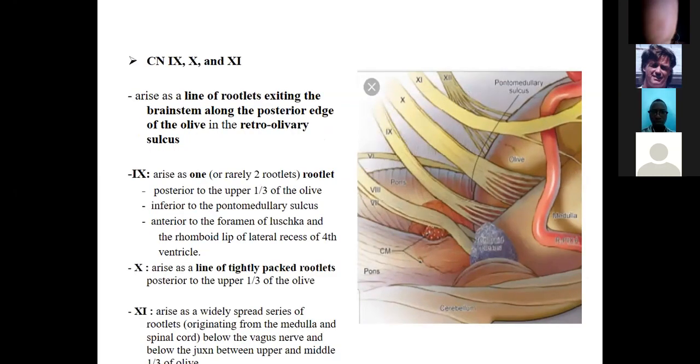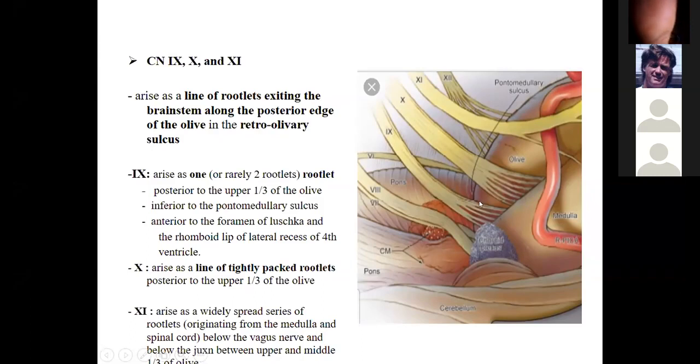Here, concerning the hypoglossal, the glossopharyngeal nerve, the vagus nerve, and the accessory nerve, they arise as a line of rootlets exiting from the retroolivary sulcus. So precisely concerning the glossopharyngeal nerve, the ninth pair of nerves, it arises most often as one or rarely two rootlets.